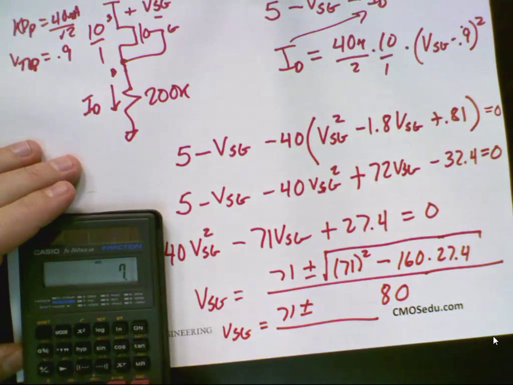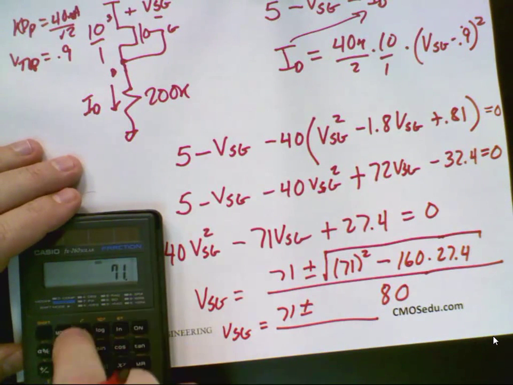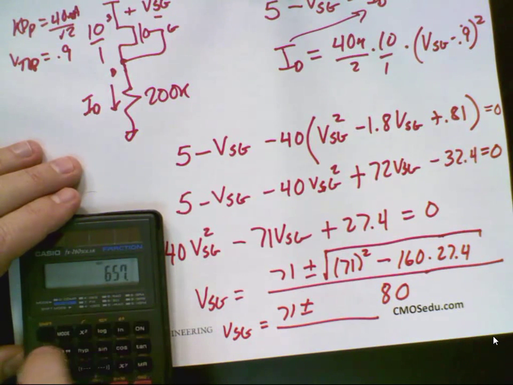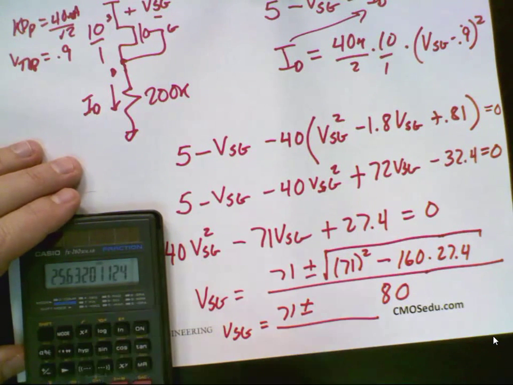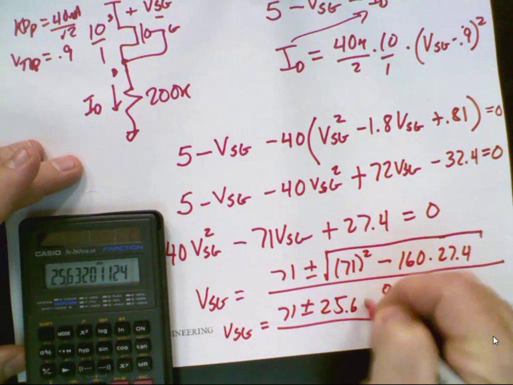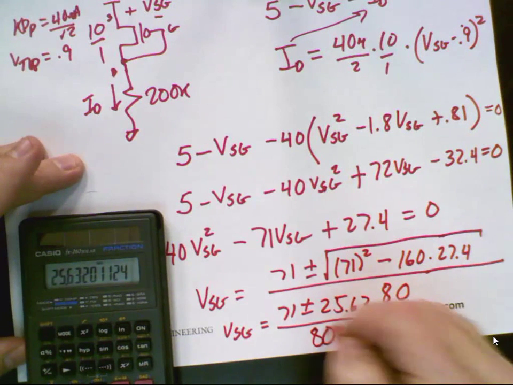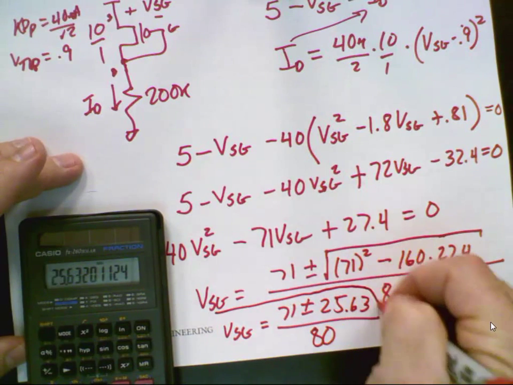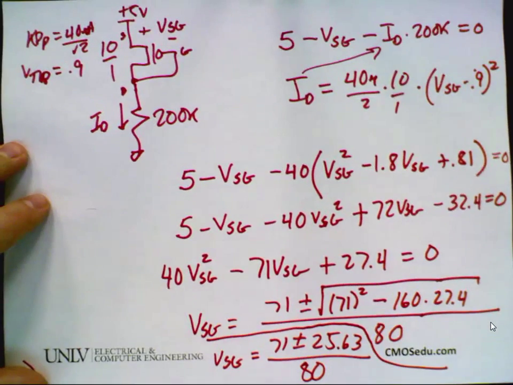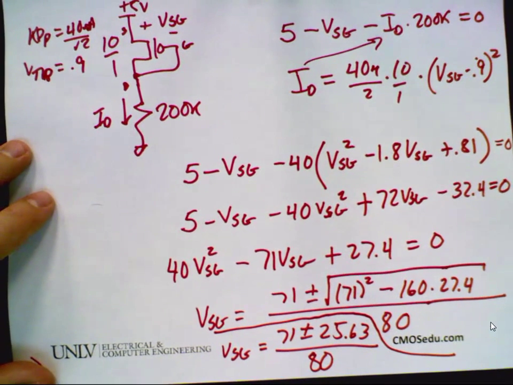So 71 squared minus 160 times 27.4 equals, and then square root 25.63. And I'm going to pause here and ask you to think about for a second, is it going to be the plus or the minus that's the answer and why before I solve it for the very end?